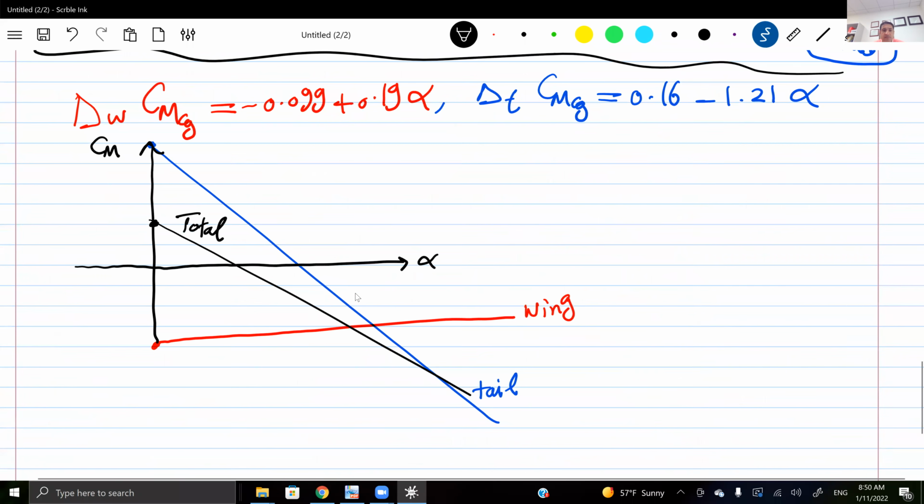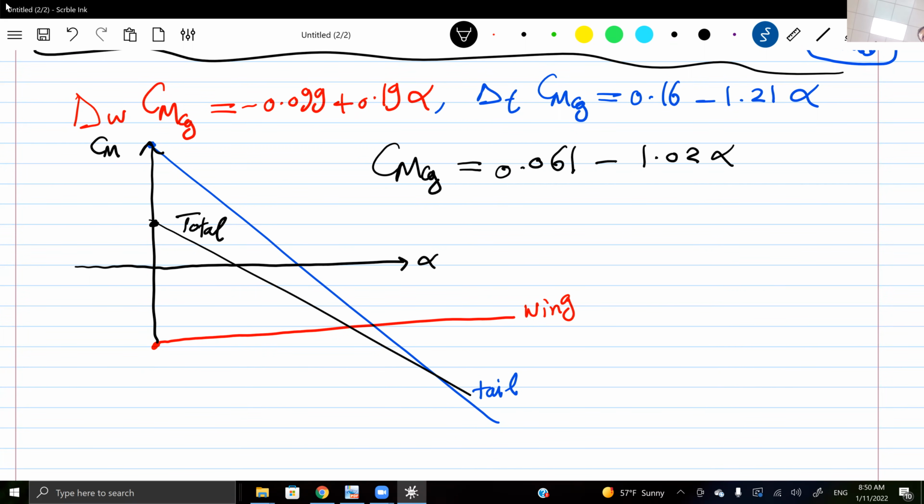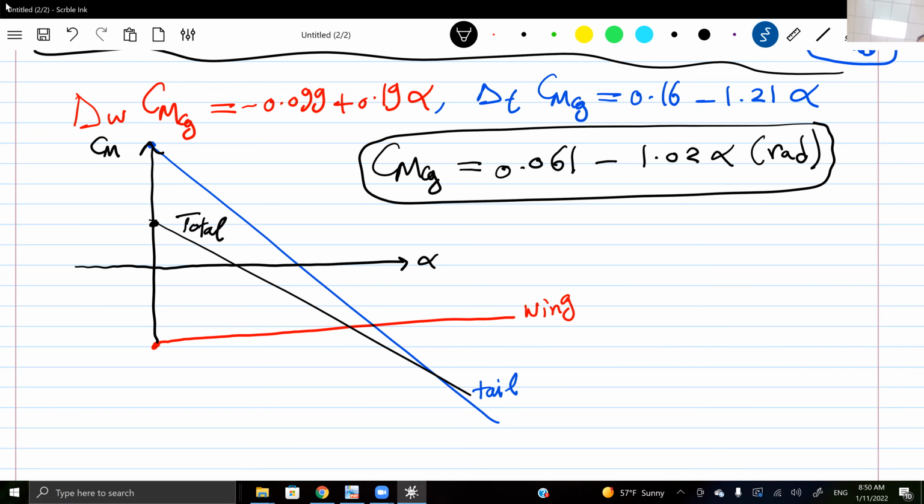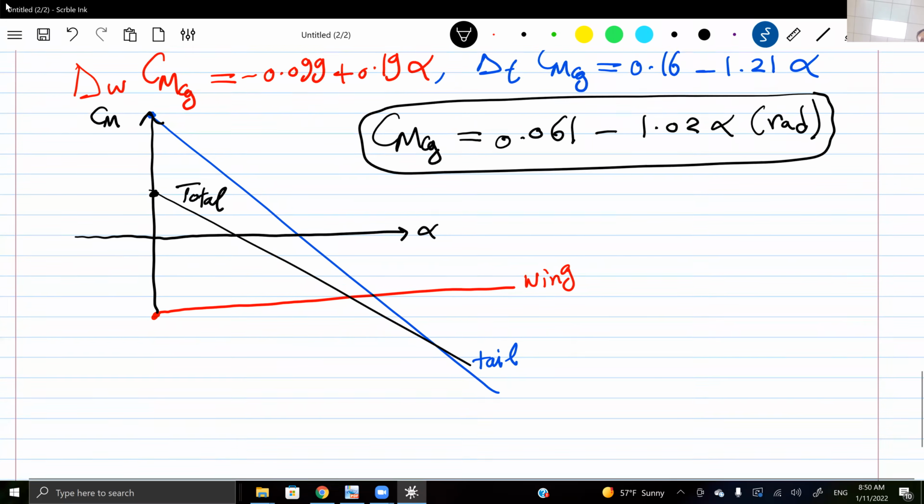Any other question? So if you want to add them, CM CG, we simply add them, we get 0.061 minus 1.02 alpha. And since this is per radian, anyone who used this equation, please substitute alpha in radians. All right. So this was an analysis problem. I'm given the entire airplane geometry and I'm required to determine the moment characteristics. And from these two numbers, I can judge whether the airplane will be stable or not, whether it will have a good balance or not, right?